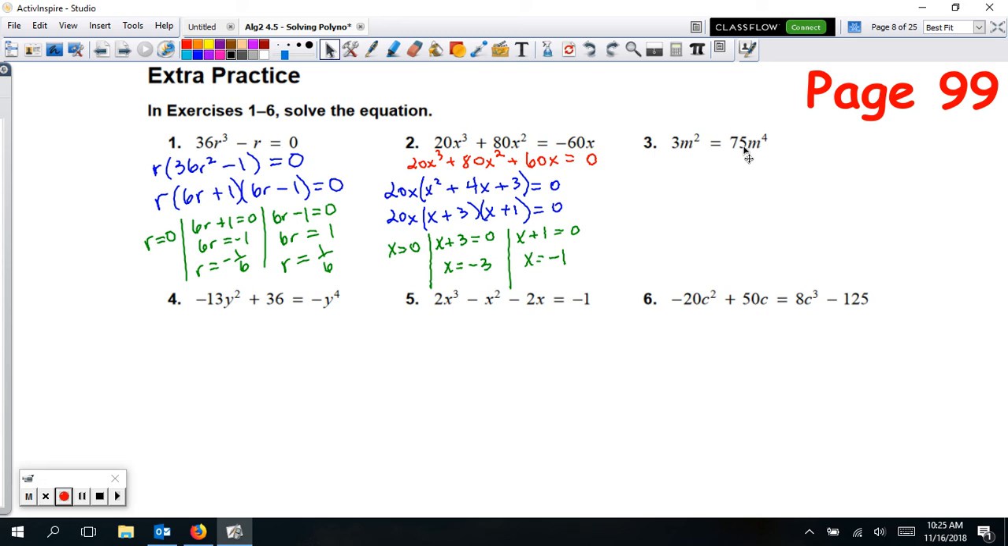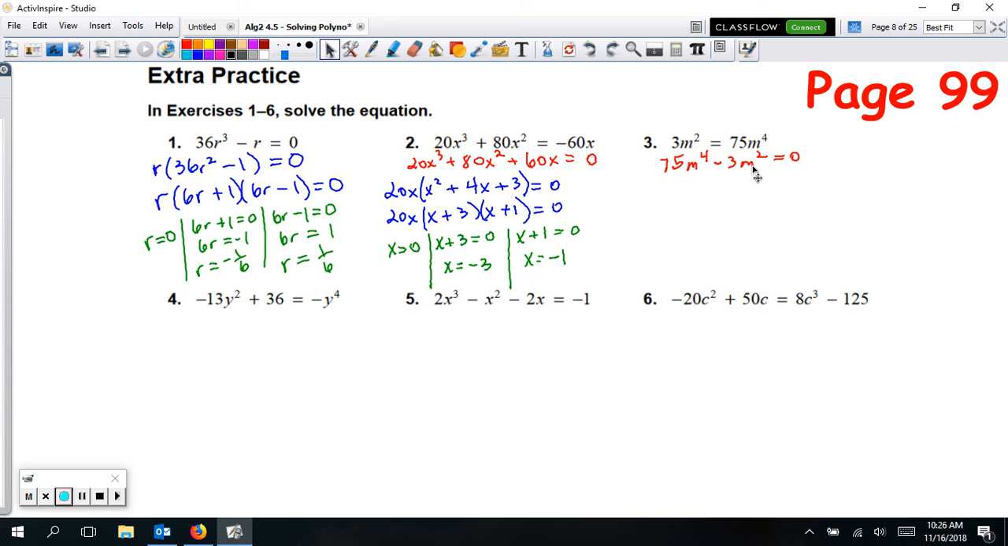Number 3, we're going to first need to bring these over together. Since the m to the 4th is positive on this side, I'm going to bring this term over to the other side, subtracting the 3m squared from both sides. So I have my positive 75m to the 4th, and then my negative 3m squared behind it, equal to 0. You always want to make sure that your leading term is positive. That's always going to be the best. So this was our leading term out of this polynomial function.